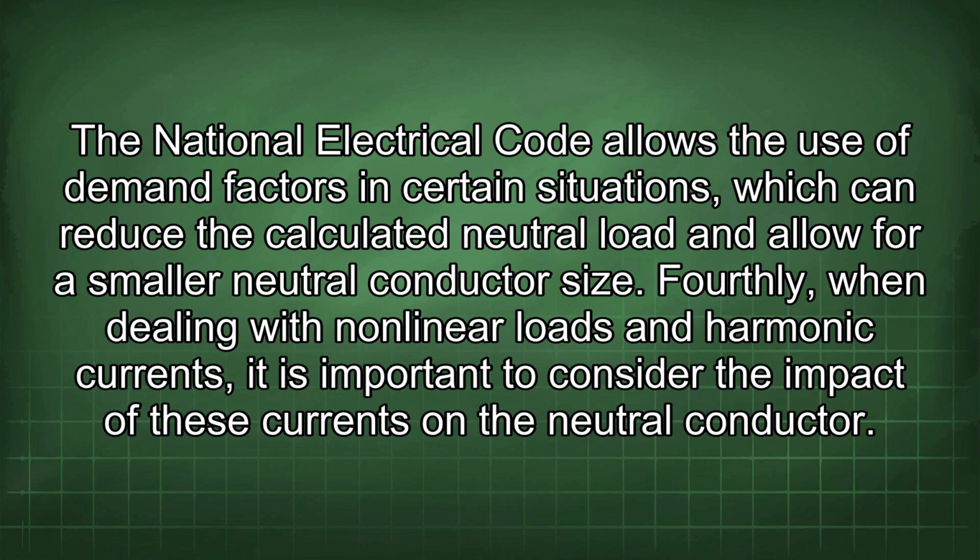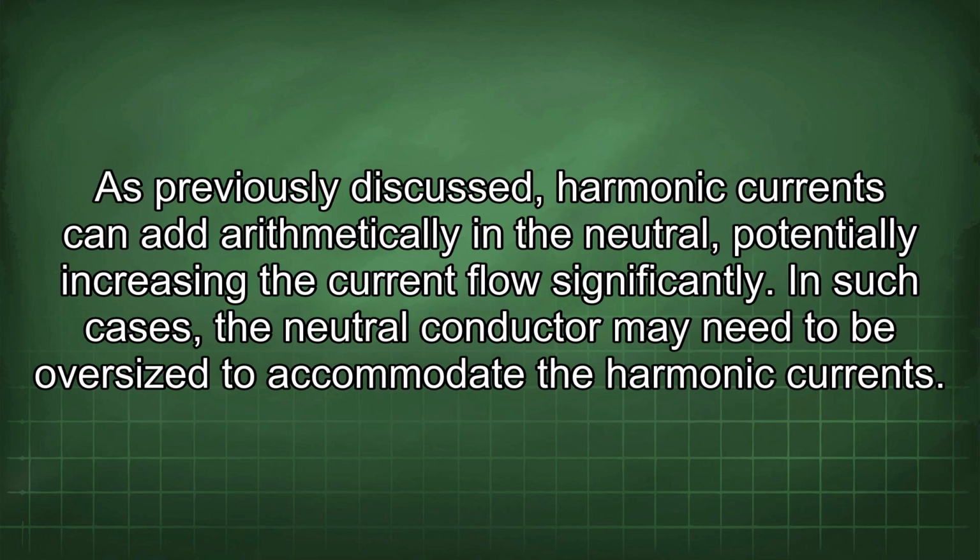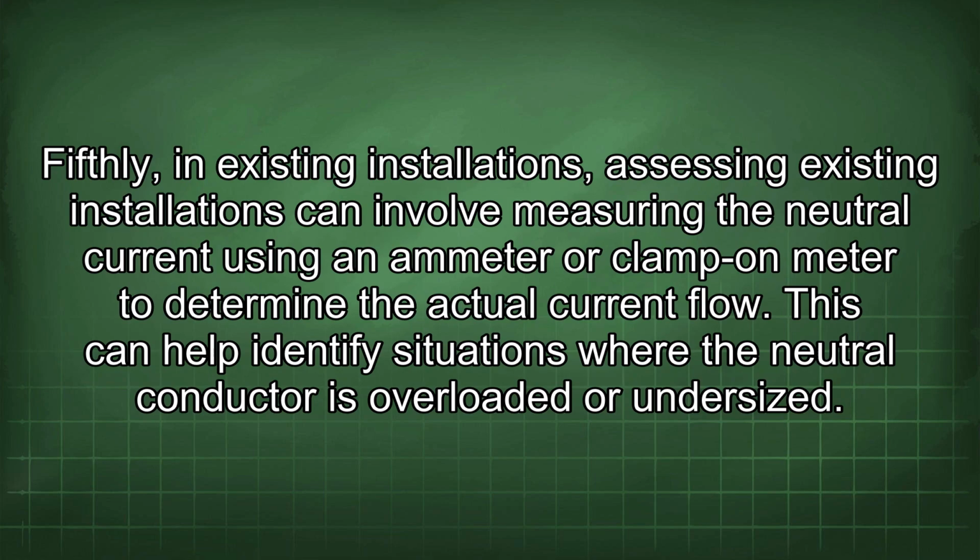Fourthly, when dealing with nonlinear loads and harmonic currents, it is important to consider the impact of these currents on the neutral conductor. As previously discussed, harmonic currents can add arithmetically in the neutral, potentially increasing the current flow significantly. In such cases, the neutral conductor may need to be oversized to accommodate the harmonic current. Fifthly, assessing existing installations can involve measuring the neutral current using an ammeter or clamp-on meter to determine the actual current flow. This can help identify situations where the neutral conductor is overloaded or undersized.